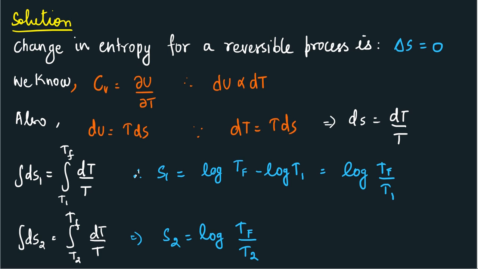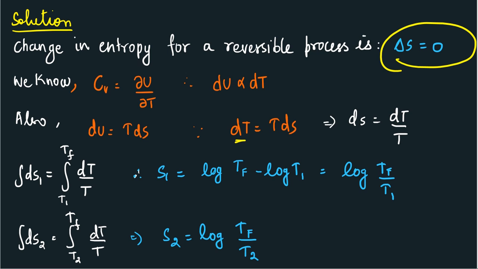For a reversible process, the entropy change is 0, del S is equal to 0. If you don't know this, write it down in your formula notebook and revise it. Next, the specific heat capacity Cv is equal to dou U by dou T. Since Cv is the same for both, I can consider that dU is proportional to dT. Also dU is equal to T dS, so instead of dU I can write dT, which is equal to T dS.